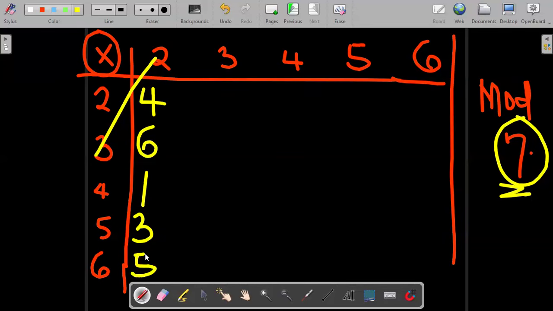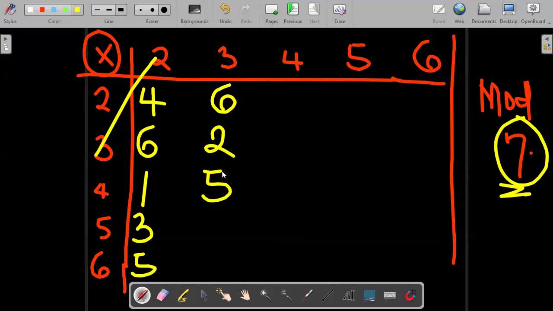Then 3 times 2 is 6. It's less than 7. I will just write 6 because it's less than 7. Then 3 times 3 is 9. How many 7 can I find in 9? Is 1. What is left? Is 2. Then 3 times 4 is 12. How many 7 can I find in 12? Is 1. What is left? Is 5.